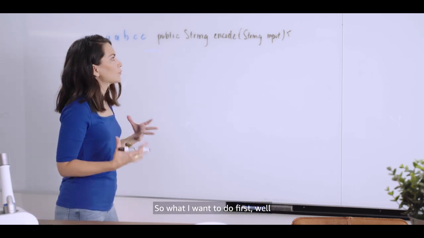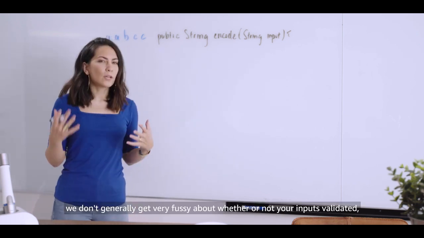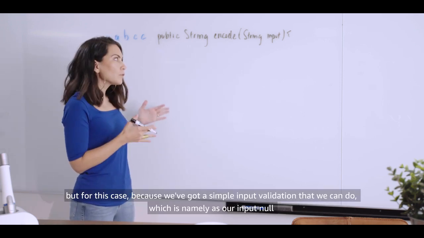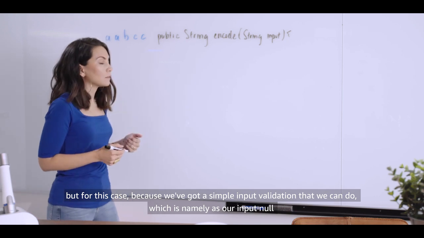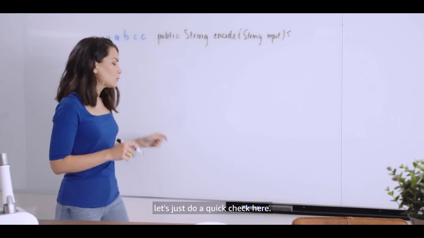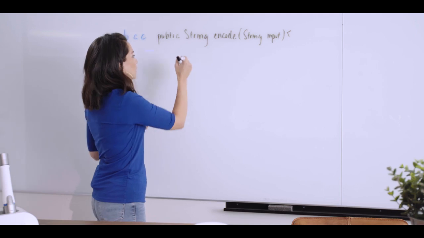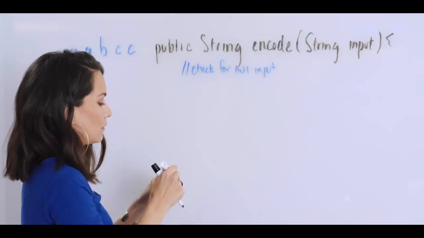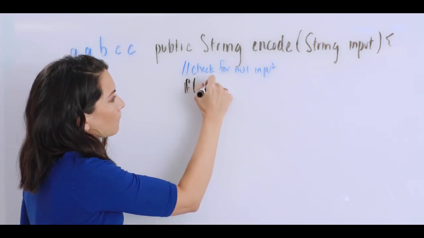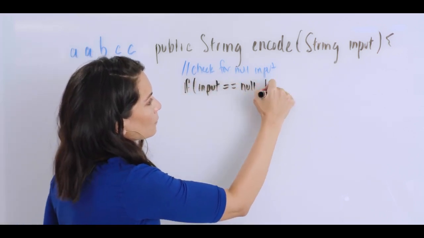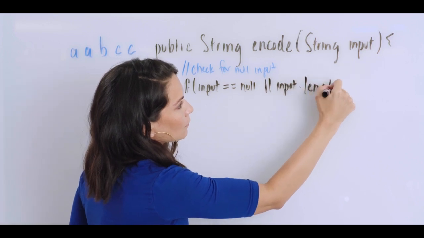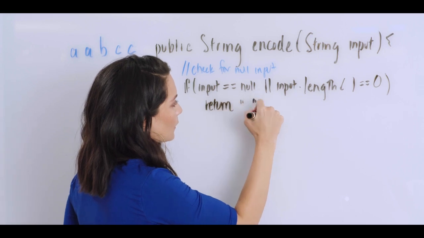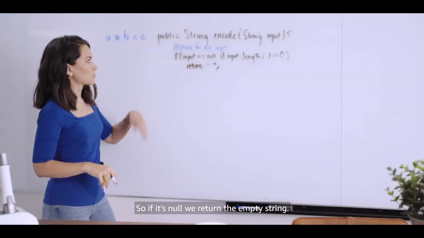So what do I want to do first? Well, we don't generally get very fussy about whether or not your input's validated. But for this case, because we've got a simple input validation that we can do, which is namely, is our input null, let's just do a quick check here. So if it's null, we return the empty string.